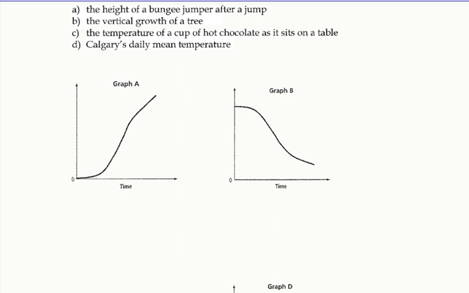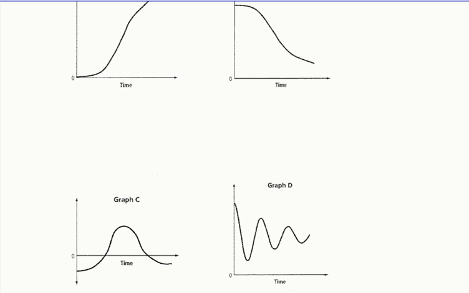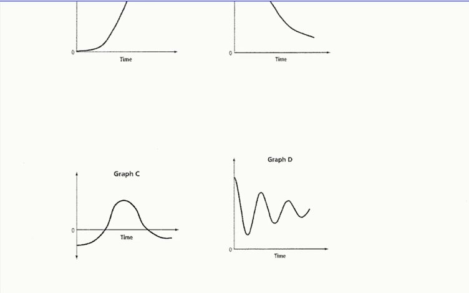So here are our 4 graphs. Notice what's similar to them. What do all 4 graphs have in common? Time. They all have time on the horizontal axis, the x-axis. It's all with respect to time.